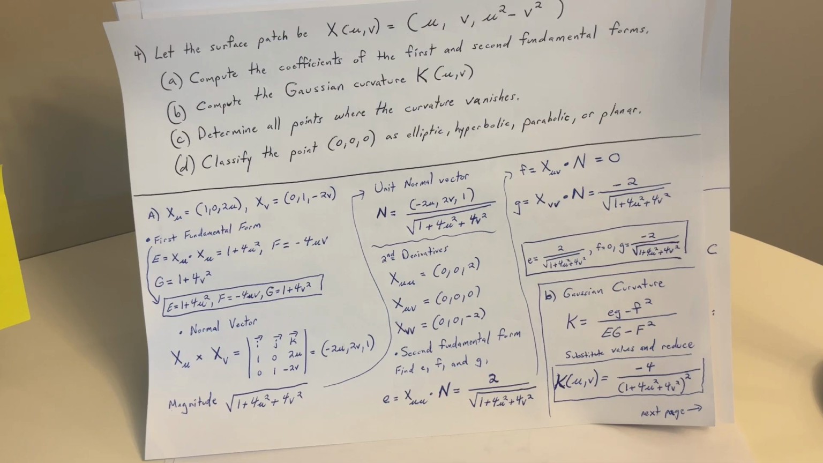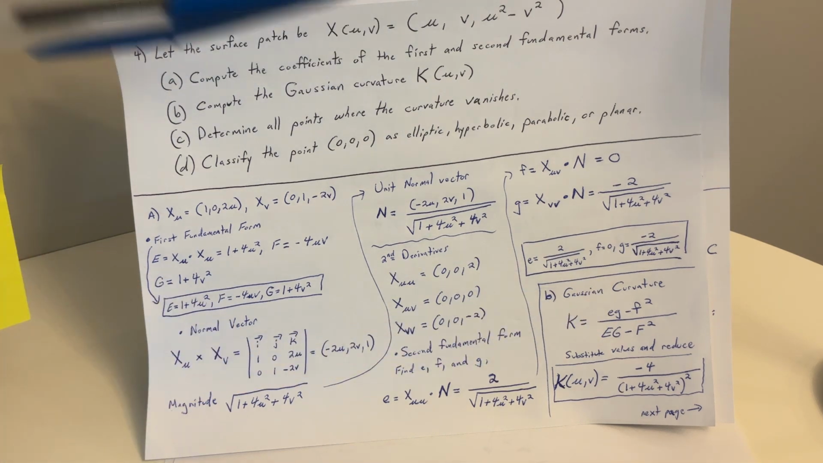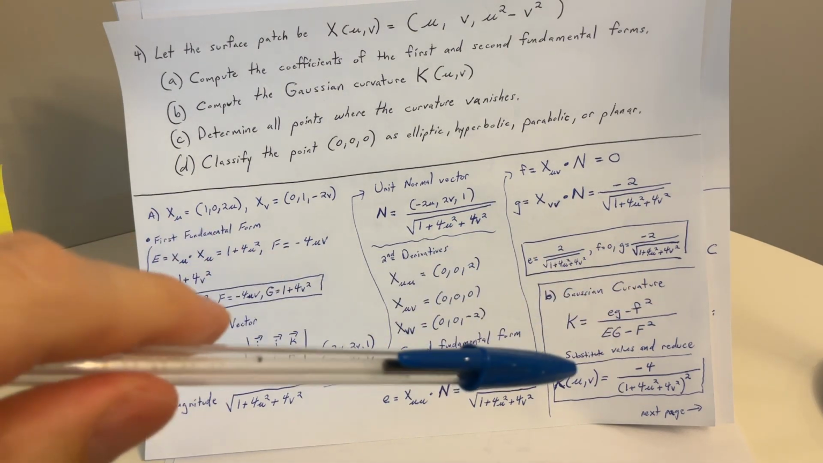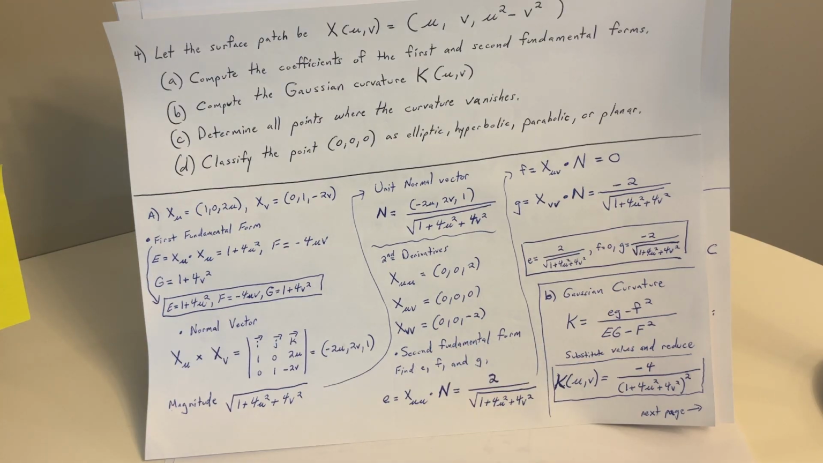Okay, and now letter B, we want the Gaussian curvature. So this is going to turn out to be that K is lowercase eg minus lowercase f squared over capital EG minus F squared. So this is a lot of computation, so just to reduce time, if we substitute the values and we break it down, we get K of uv, this is negative 4 over the quantity 1 plus 4u squared plus 4v squared, squared. So that takes care of letter B, the Gaussian curvature.